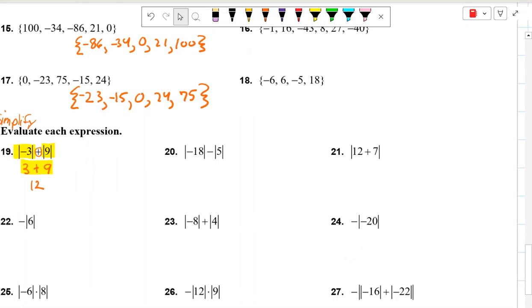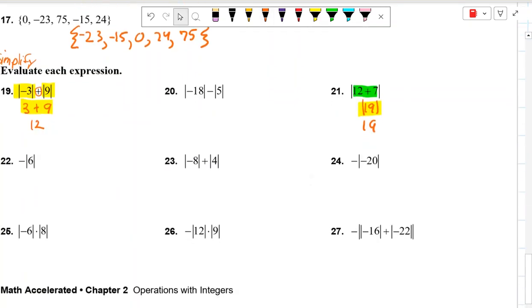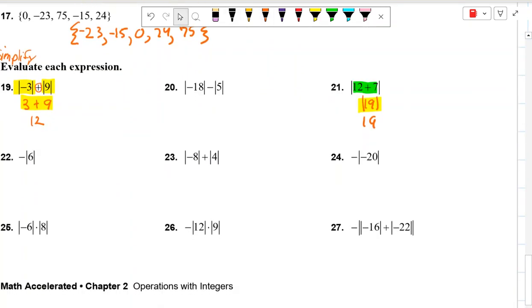Number 21. This one's working inside first, so let's start there. 12 plus 7 is 19. Bring down the bars, and the absolute value of 19 is 19. Number 23. This is like the first one. The absolute value of 8 can be done as well as the absolute value of 4, two steps at one time because we know the addition splits it. And that's 8 and 4. And then 8 plus 4 is 12.